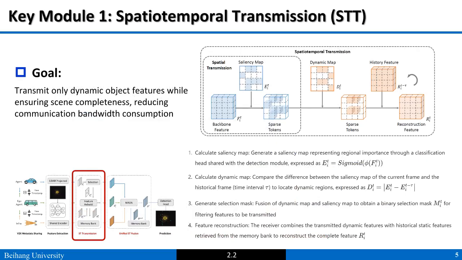We first generate a saliency map to identify important regions. Then we compare current and historical saliency maps to locate dynamic regions. Next, we create a selection mask to filter which features to transmit. Finally, the receiver reconstructs the complete feature map using transmitted dynamics plus stored static features.